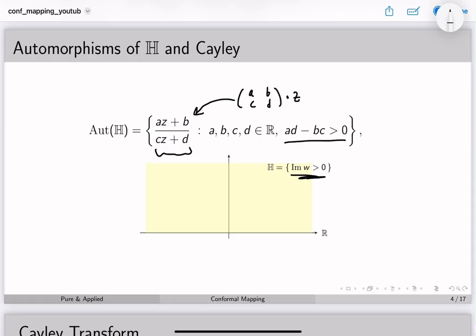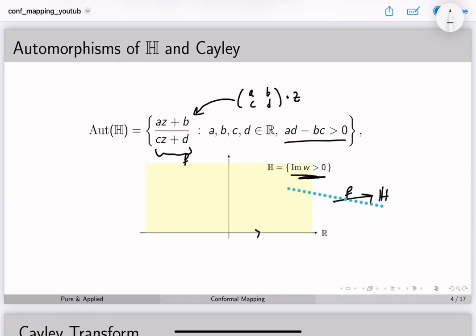Again, if we take the upper half plane and use one of these maps, let's call it F, then we're also going to go to the upper half plane holomorphically or conformally. And again, proving something like this boils down to proving where the boundary goes.